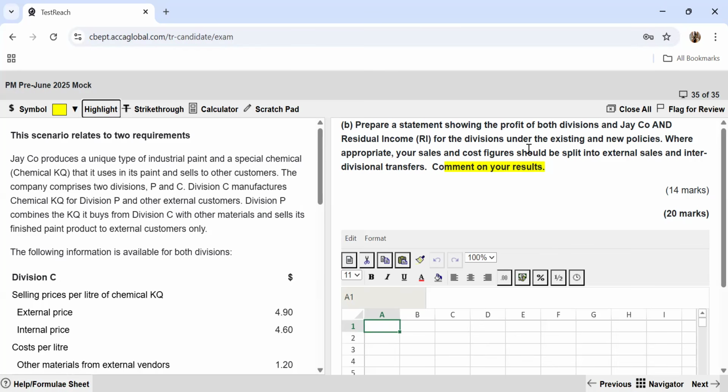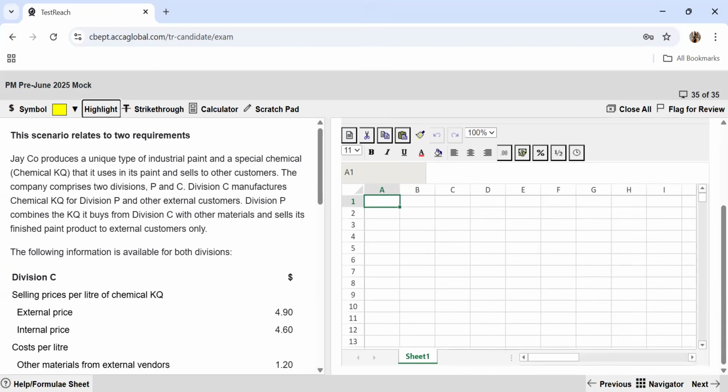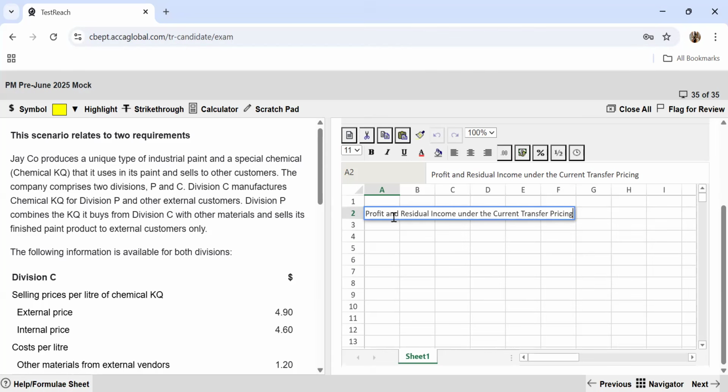So this comment we should not forget. We have to show the profit as well as we are supposed to show the residual income. So this we have to show for both conditions, the current policy as well as the new policy. So first we are going to get started with the profit and residual income under the current transfer pricing policy. So we'll put the heading profit and residual income under the current transfer pricing policy. So this is the heading that I put. Then I start off with the particulars.